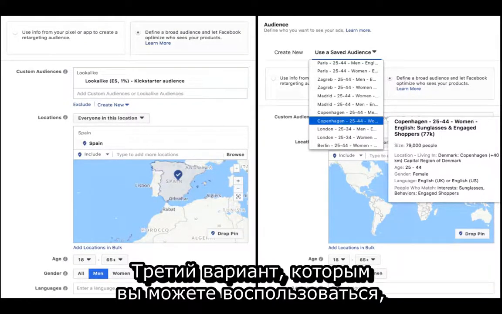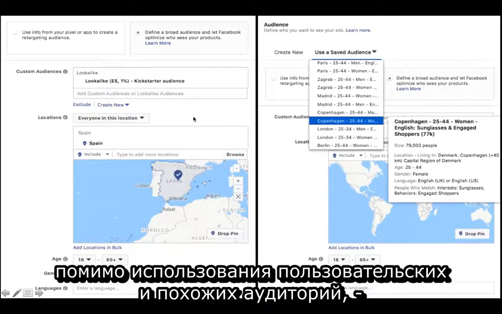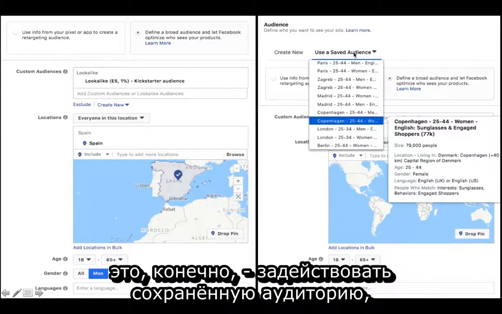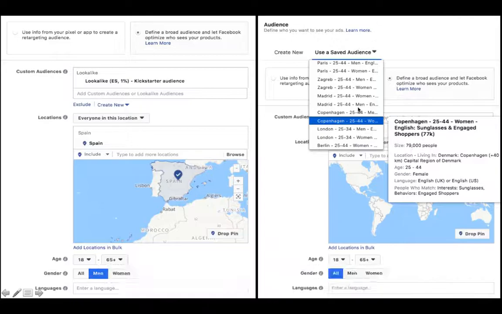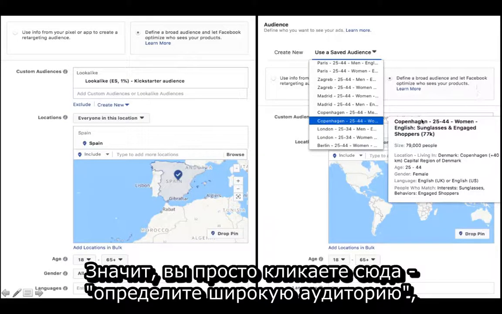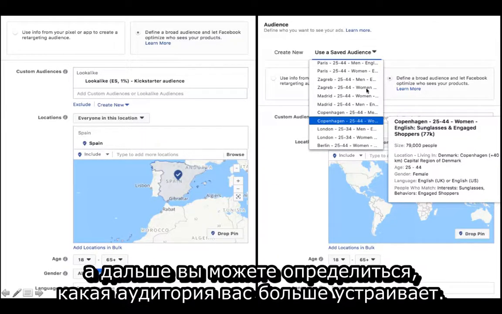And the third option that you can still do besides using a custom audience and a lookalike audience is that you can of course also use a saved audience with your product catalog campaigns. So you just click here, define a broad audience, and then instead of create new, use a saved audience, and then you can select the audience whatever you want.